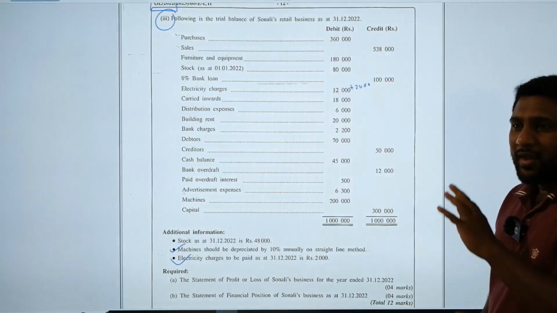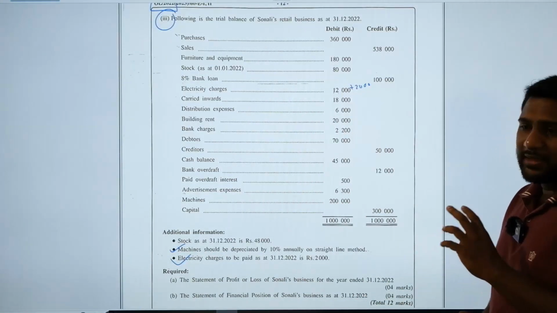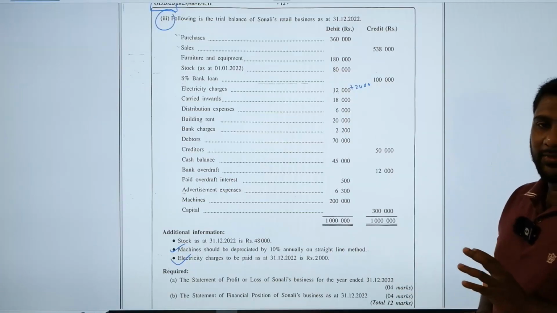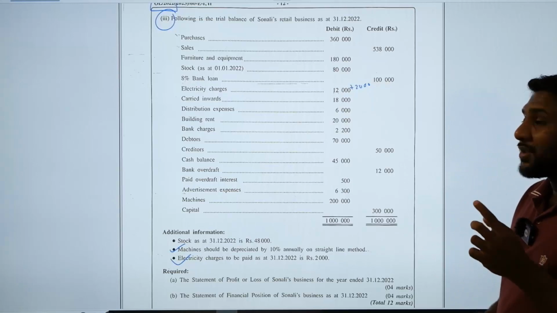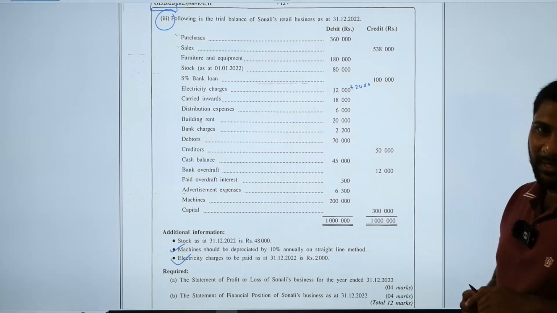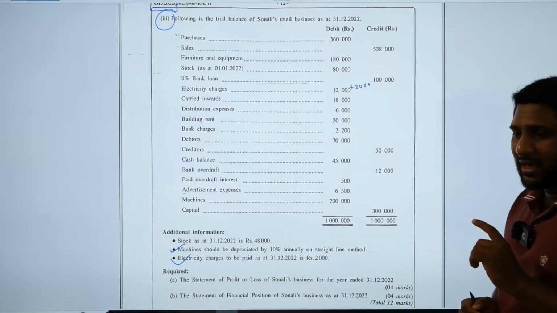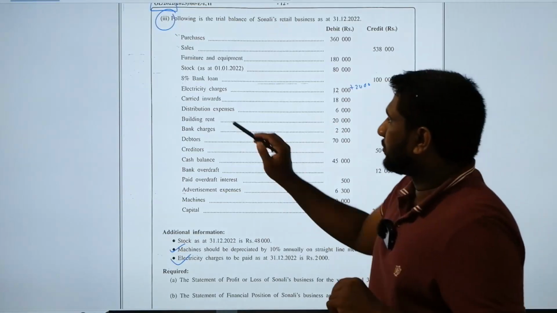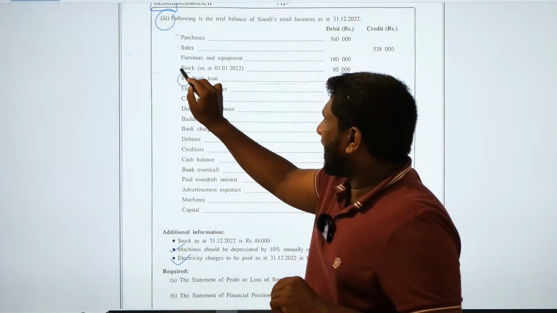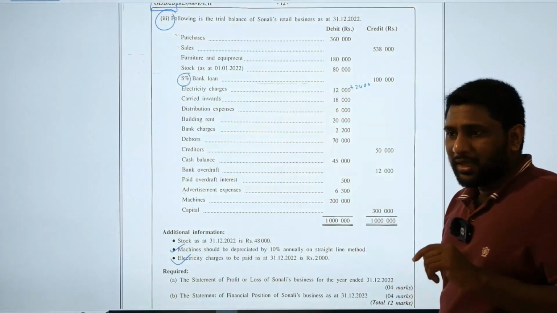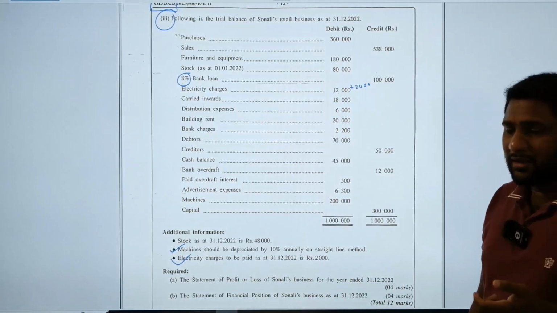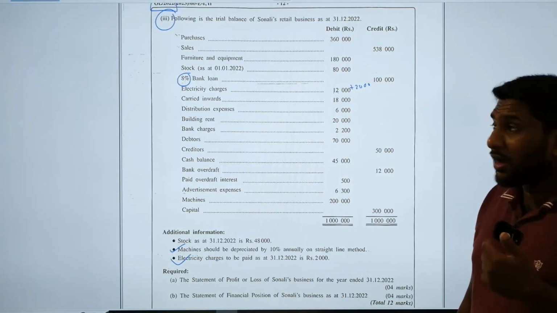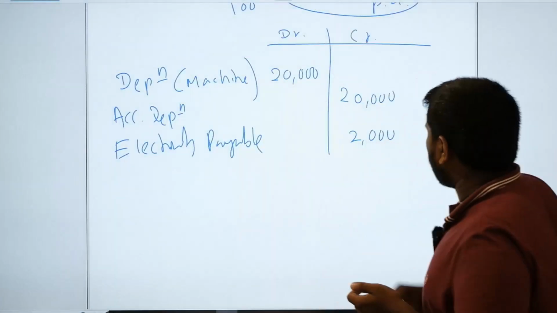And when you are doing the financial statement question, apart from these two adjustments, there can be one more adjustment inside the trial balance itself, which is the bank loan. Here they are telling us this is an 8% bank loan. That means for the loan that you have taken from the bank, every year you have to pay an interest of 8%. So let me come to this one.